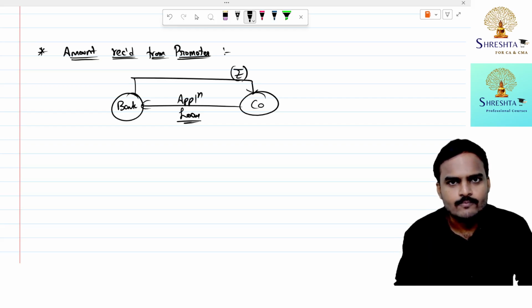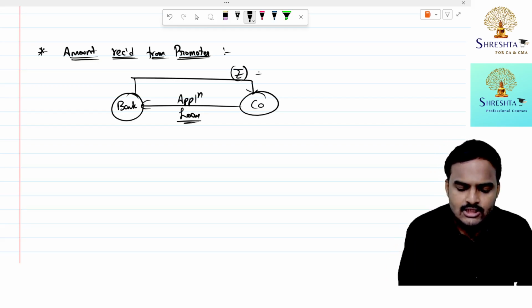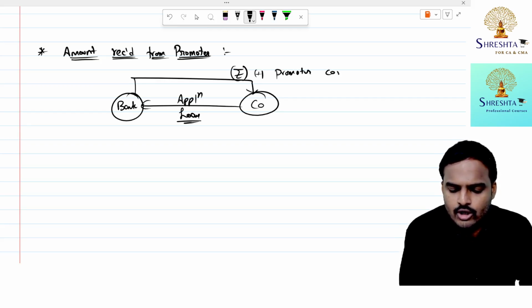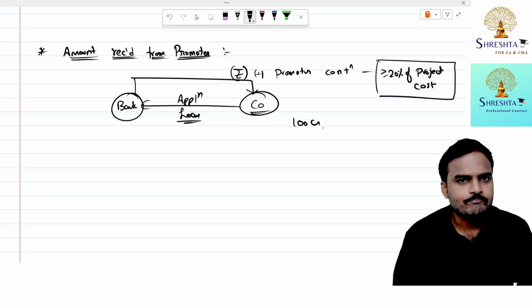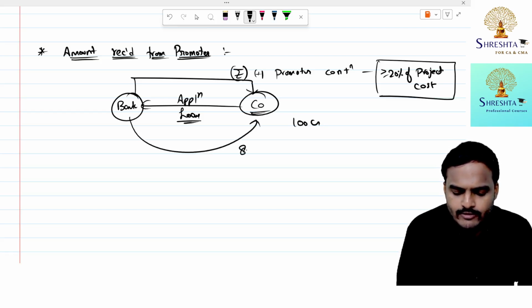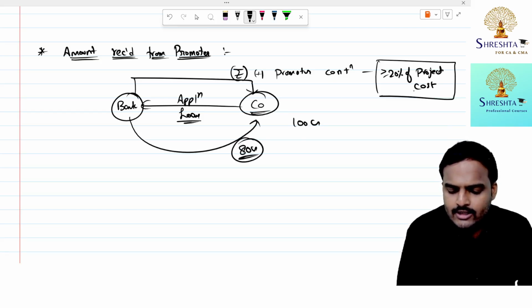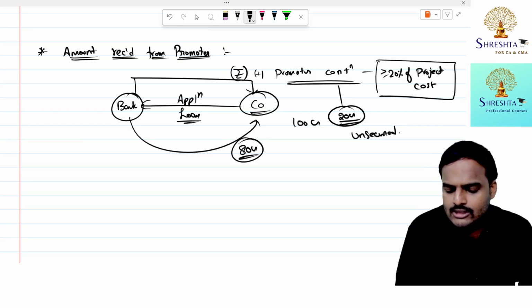Banker agreed to give loan, but on a condition. The condition is promoter contribution. There should be promoter contribution, a minimum 20% of project cost. Banker put this condition. For example, for this project a total of 100 crores is needed. So we are ready to finance you. We are ready to finance 80 crores, provided there should be contribution from promoters. How much? 20 crores. And this 20 crores must be unsecured loan, not secured loan, unsecured loan.